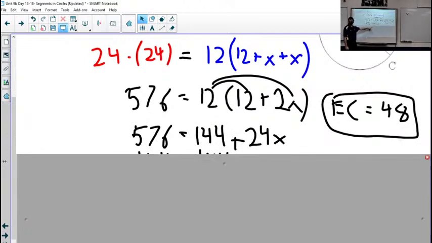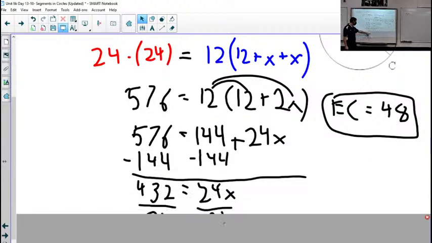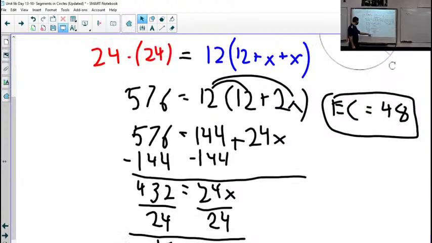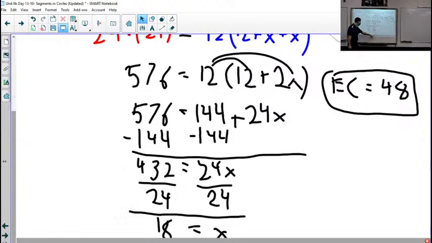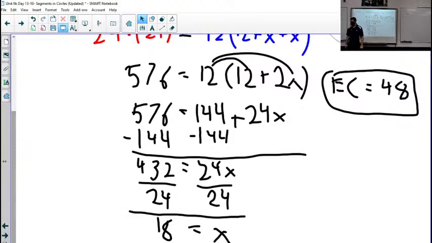Distribute. Then we subtract the 144, divide by the 24, and we get 18 for x. It asked for E to C, so we have 12 on the outside, we have 18 as a radius, and we have 18 as another radius, for a total of 48. That's what you're seeing over on the right side. Questions on that? So those are your outer times whole problems.